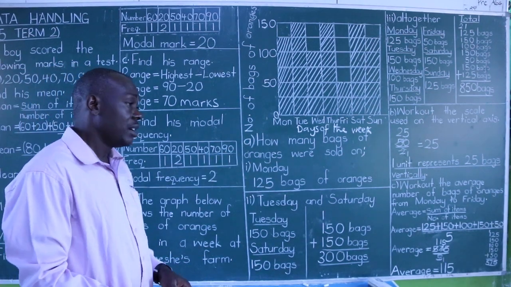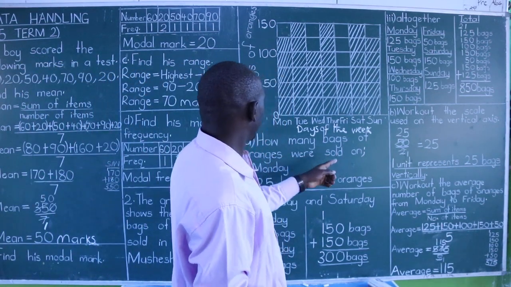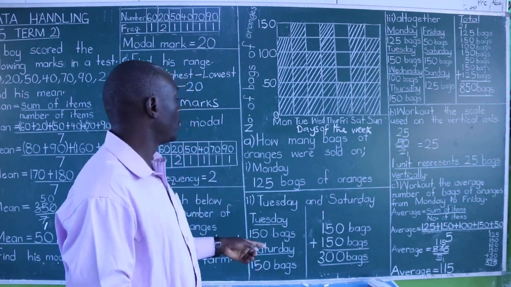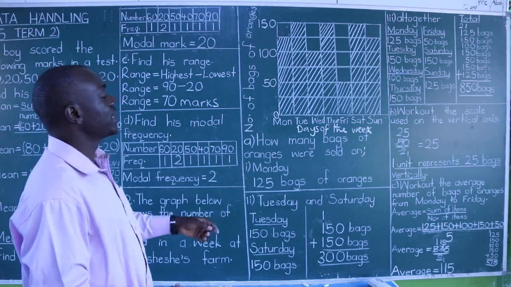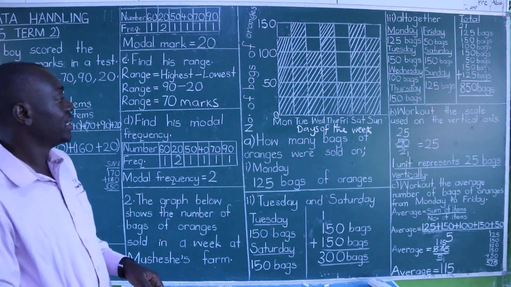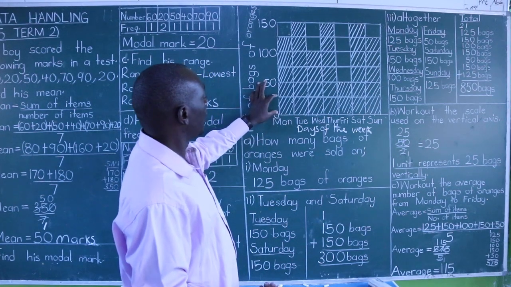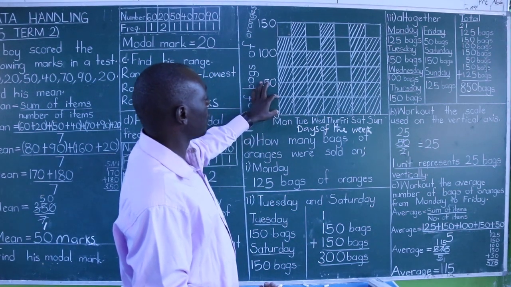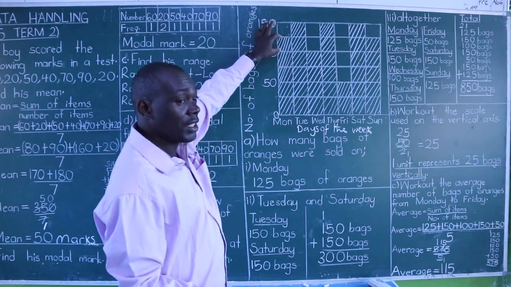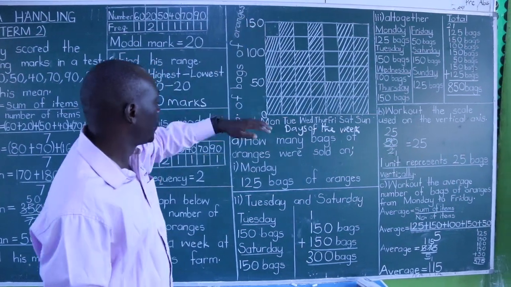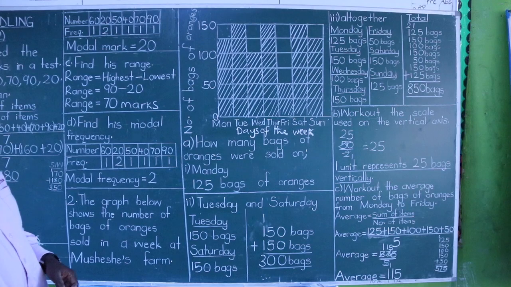So we start part A. How many bags of oranges were sold on Monday? Since you studied very well that every square represents 25 bags of oranges, and now I've got a square beyond 100. So that's 100 plus 25. So 125 bags of oranges were sold on Monday.